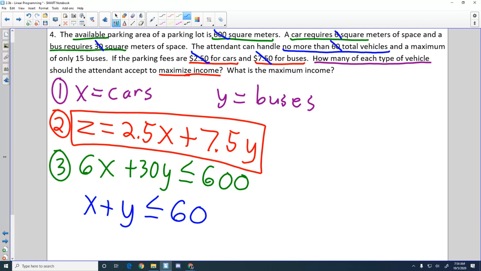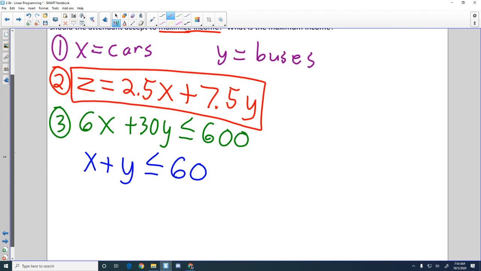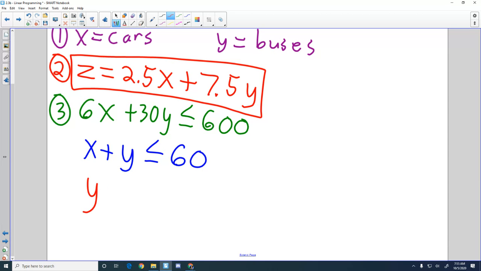So that 60 is used, and there's one more number I see, and it says a maximum of 15 buses. All right, so that's one more constraint. I can't have more than 15 buses in my lot. I could have fewer than 15 buses, but that's the maximum. So my number of buses, y, has got to stay under that 15 or equal to 15. So y has got to be less than or equal to 15.